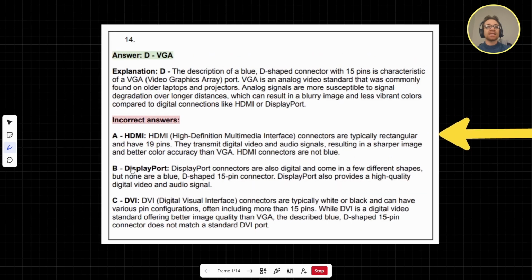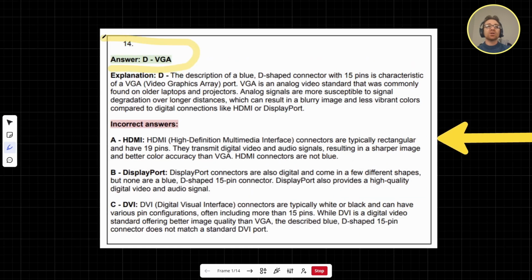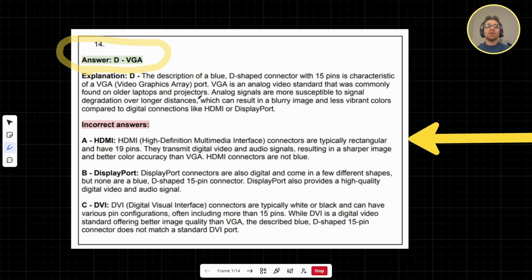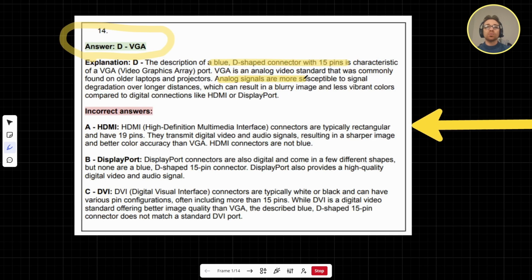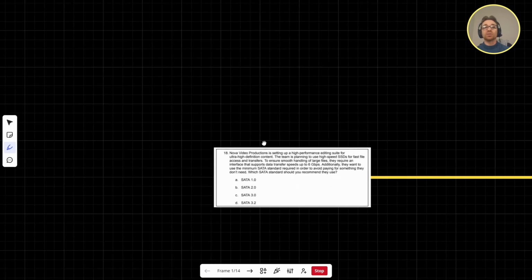Your answer is D. VGA, guys. Everything we saw was indicative of a VGA. A blue D-shaped connector with 15 pins is VGA, and it does analog signals, which are more susceptible to signal degradation, hence that lower quality of the image, okay?